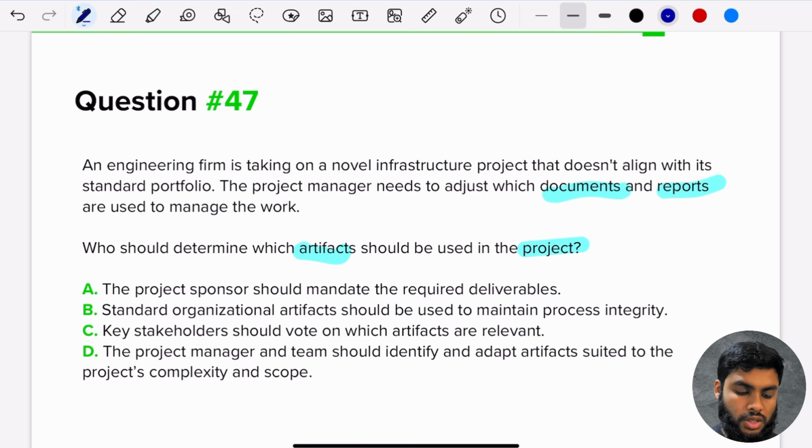No, it's your team, right? I see it right here. Project manager and the team. Always, always, always, always, guys. And it makes sense. If they are the ones working on the project, why are the stakeholders who are not even involved going to determine what artifacts should be used?